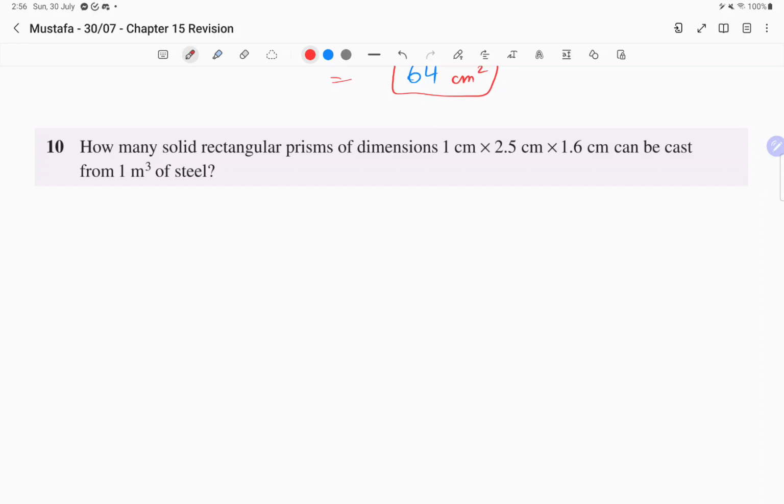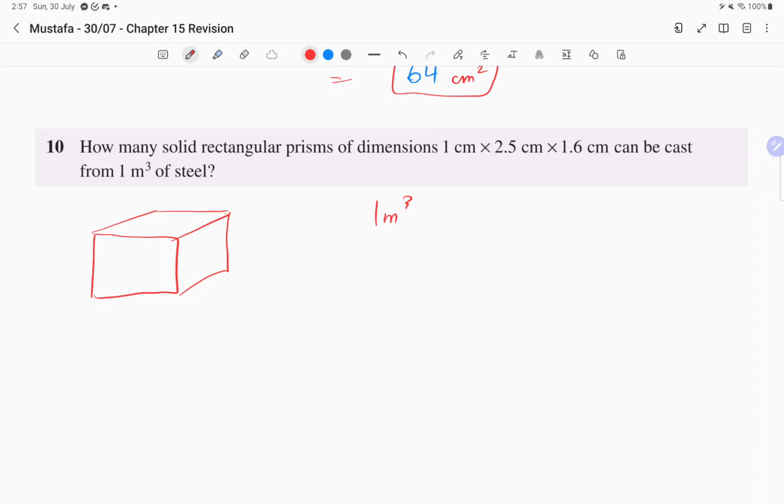How many solid rectangular prisms of dimension 1 by 2.5 by 1.6 can be cast from 1 cubic meter of steel? How do we do this? Draw the shape first. Rectangular prism. Isn't it just like 1 cubic meter? It's just like a bar. Well, it's just saying 1 cubic meter of steel. It can be anything. It can be in a bowl. It can be in like a jar. But if you pour into like molds, each mold is like 1 centimeters by 2.5 centimeters by 1.6 centimeters. How many of those tiny molds can be filled up?